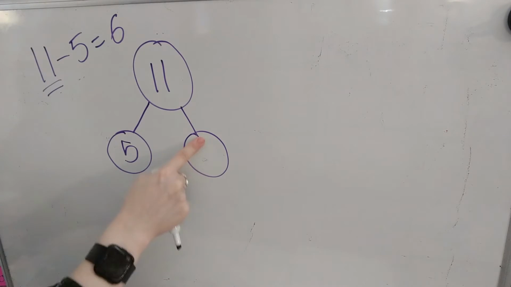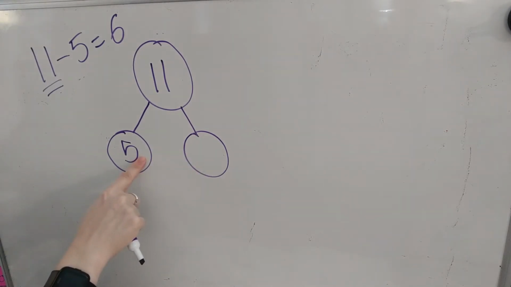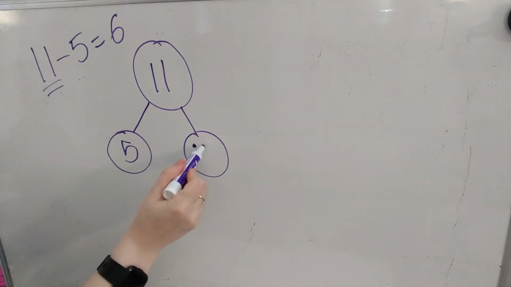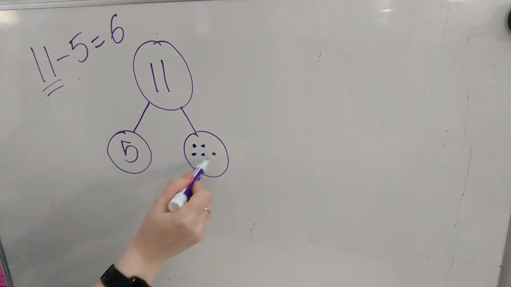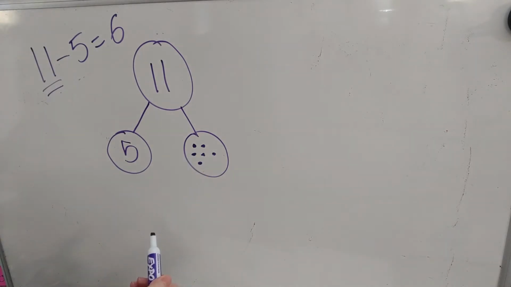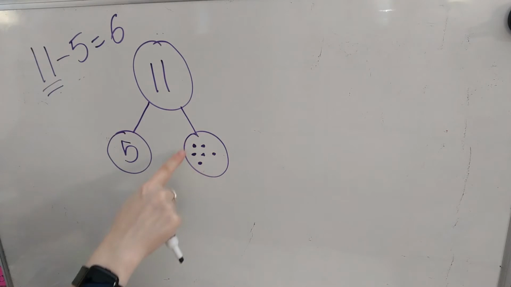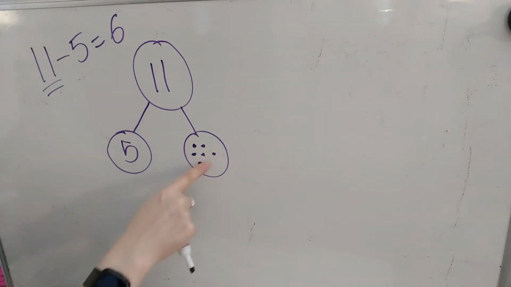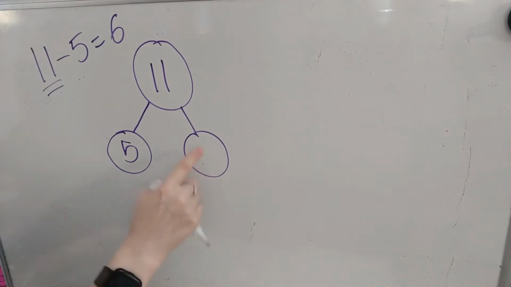Or you can count up. You could say 5 in my head, 6, 7, 8, 9, 10, 11. That is how you get there by counting up. And then you check how many did I count up. I counted 6 numbers. So this number is 6.